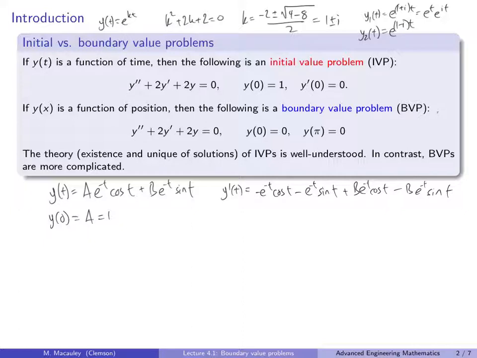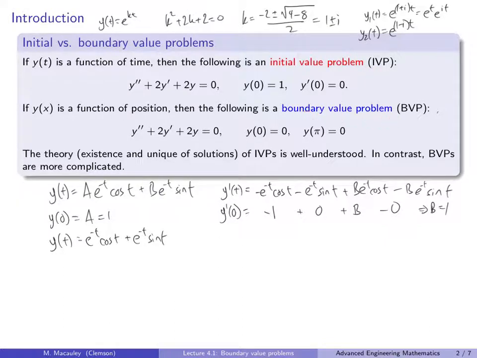Okay, so let's plug in 0. Maybe this was a harder problem than I intended, but let's see. So y prime of 0 equals, we get negative 1 here, we get 0 here, we get b times 1 here, and then we get 0 here, so we get that b equals 1. Okay, so we have our general solution. As guaranteed, well, we got lucky here. A and b are both 1. So it's e to the negative t cosine of t plus e to the negative t sine of t. So there is our solution to this initial value problem.